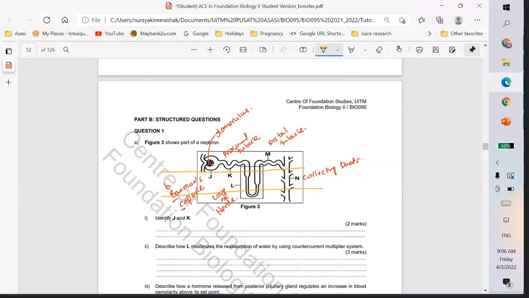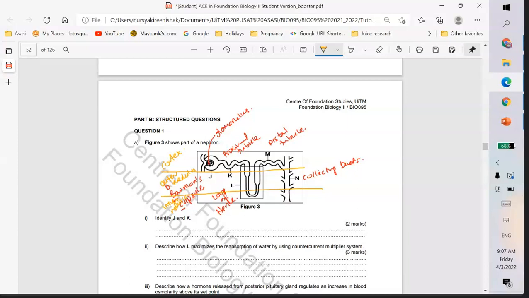Okay, so the region, the outer part, okay, it is the cortex. And then moving into the kidney, you have the outer medulla, and then moving into is the inner medulla. Okay, medulla. So those regions you have to know. So the cortex will have the glomerulus, the proximal tubule, and the distal tubule. And then in the medulla region, it has the loop of Henle and also the collecting ducts. Okay, so those are the regions that you have to know.